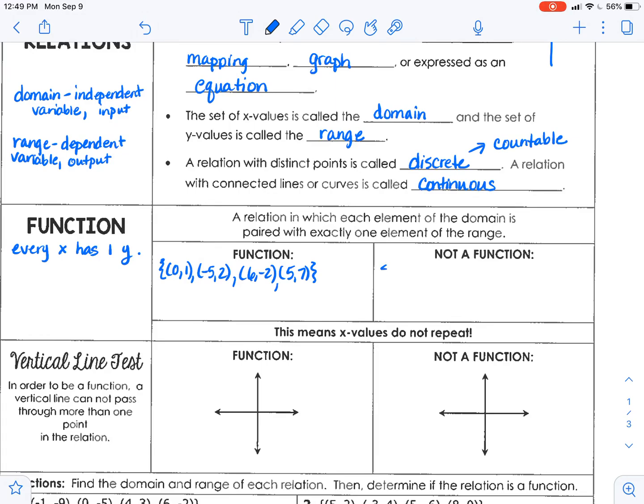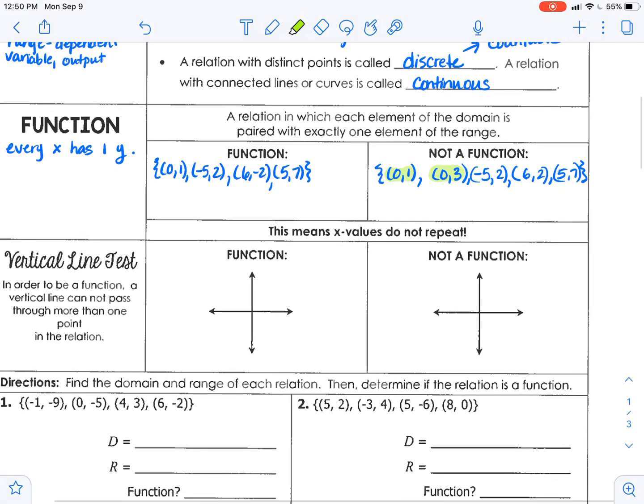So an example that would not be a function would be (0, 1), (0, 3), (-5, 2), (6, 2), (5, 7). So when I look at this, what I see here is that 0 goes to 1 and 0 goes to 3. Therefore, that is not a function. And I ask you that a lot of times if I'm having you tell whether it is a function or not, you have to say why it's not. And that case would be that 0 goes to 2 different numbers, okay? So that's if we're given a table.